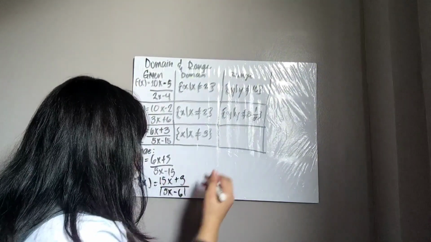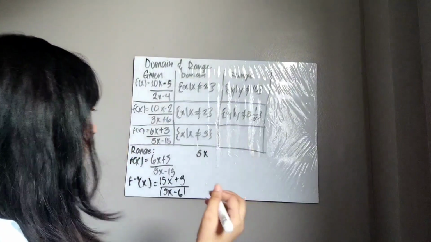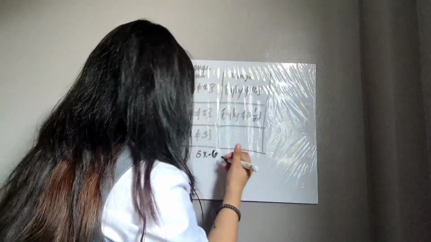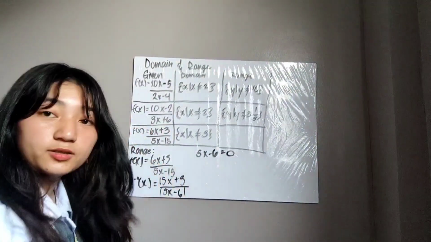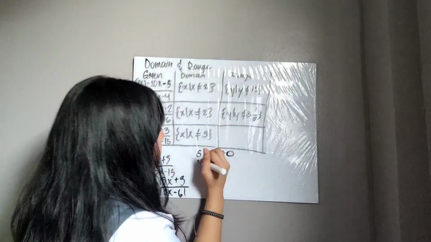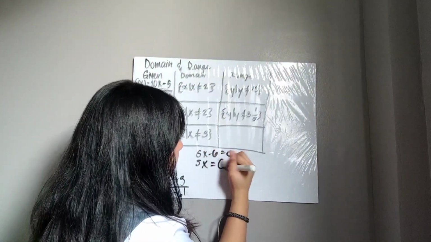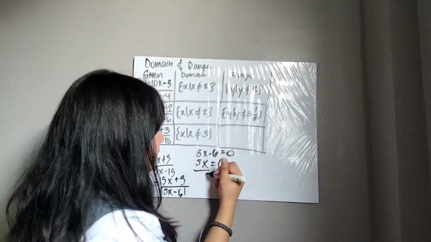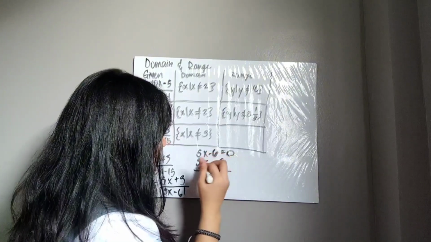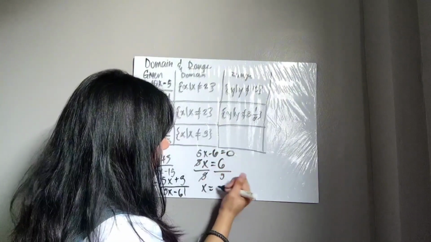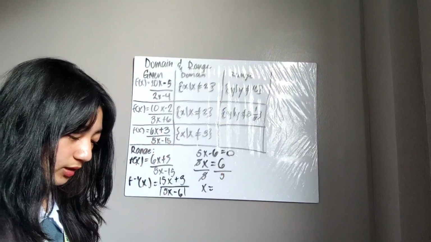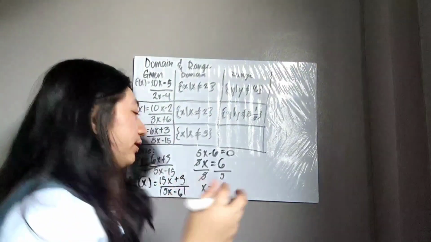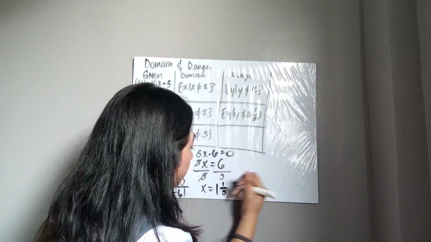So, kunin din natin yung denominator, 5x minus 6 equal to 0. And lipat ulit natin si negative 6 para matira si 5x, and magiging positive 6. So, para matanggal si 5, divided by 5, cancel 5 is x, and 6 over 5, pag kinalculator, 6 over 5 is 1 and 1/5. Sulat natin.